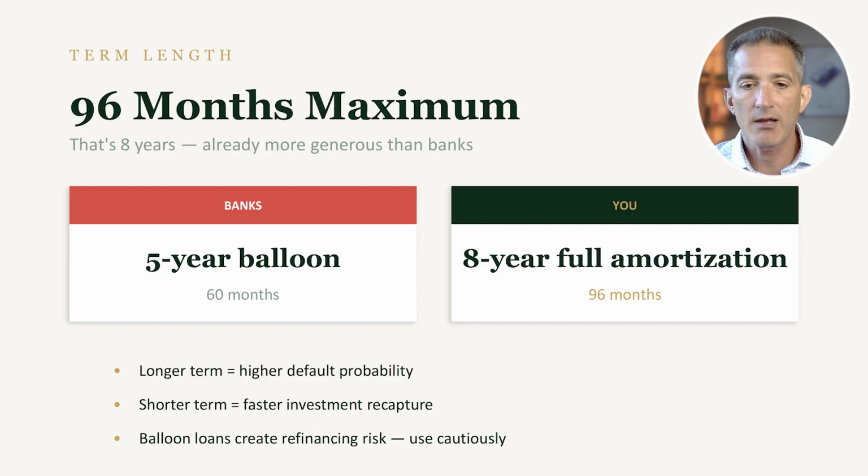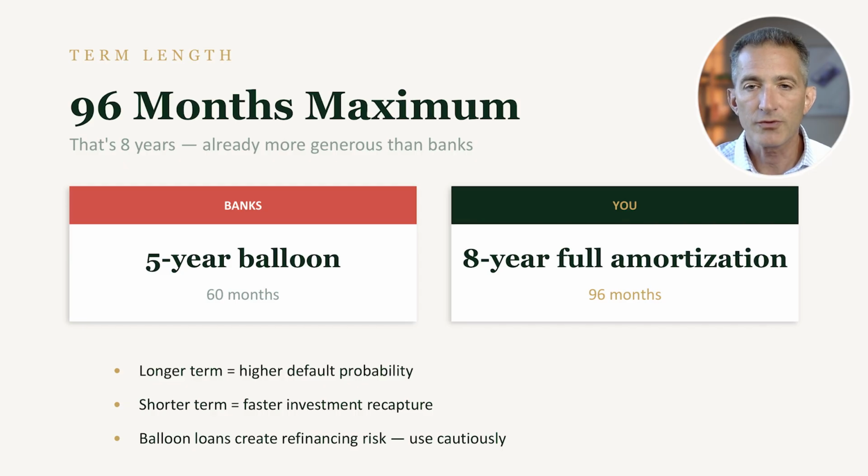For the term length, I recommend 96 months maximum. That's 8 years. Why? Because banks typically only offer 5-year balloon terms on land loans. We're already being more generous than banks by offering 8 years. The longer the term, the higher the probability of default. Life changes. Circumstances change. The longer someone is making payments, the more opportunity there is for something to go wrong. Shorter terms mean higher monthly payments, which means faster recapture of your investment. We want these loans paid off relatively quickly, not dragging on for decades.